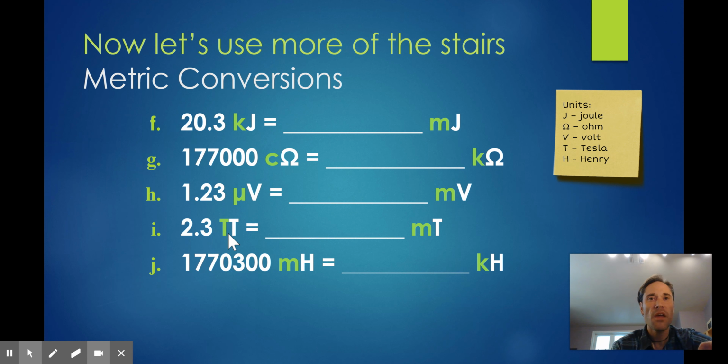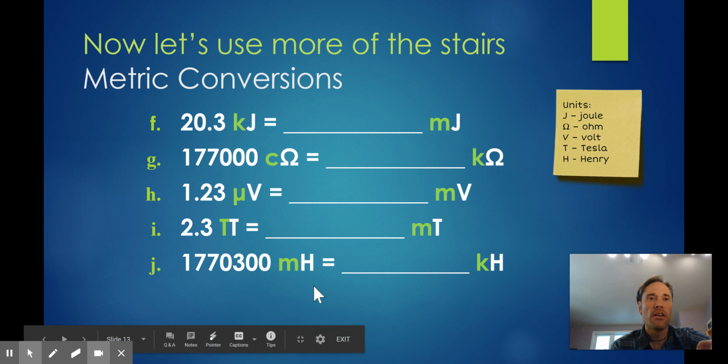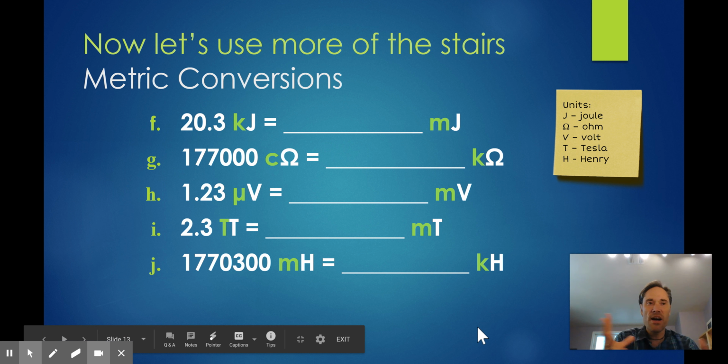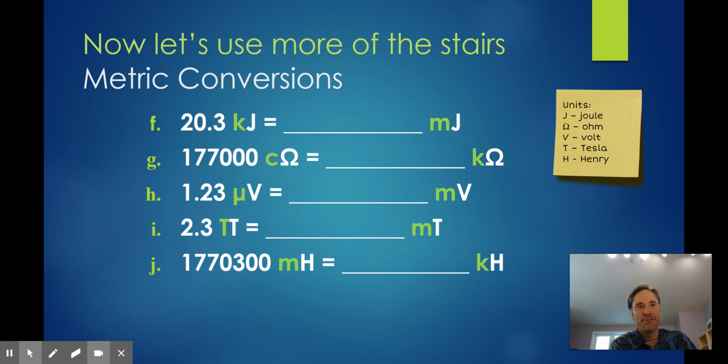Big capital T in this case does stand for many things, but one of the biggest ones is a Tesla, which is a unit of how strong a magnet is, or its magnetic field strength. And then the last one is the capital letter H, which is a Henry, which measures inductance, which is another electricity tool that we'll learn about later in the class. All right, so you're going from one side to the other. Pause the video if you haven't done so yet, and go ahead and make your conversions, then we'll check your answers.